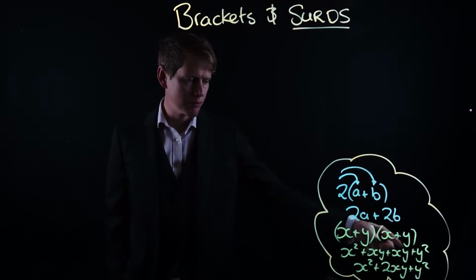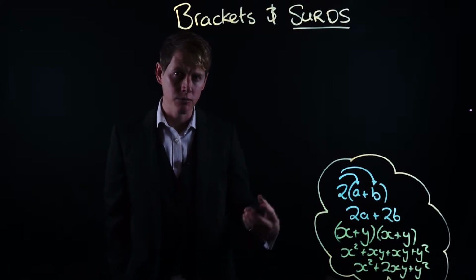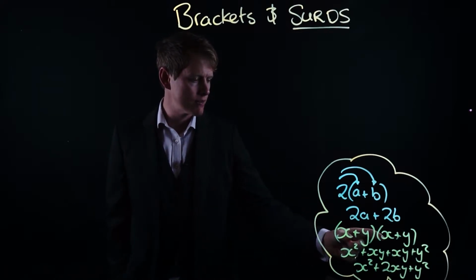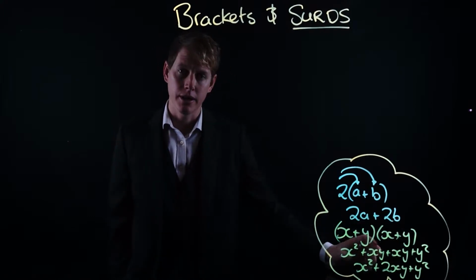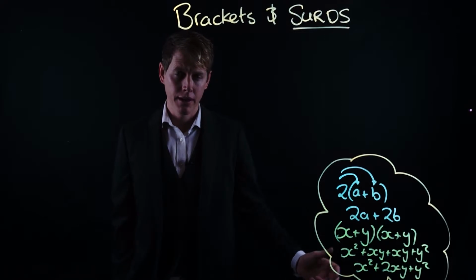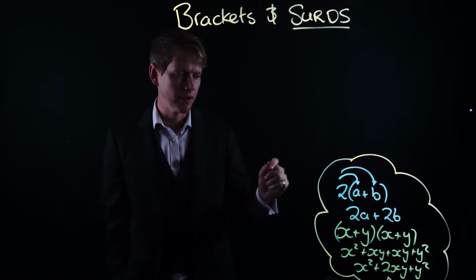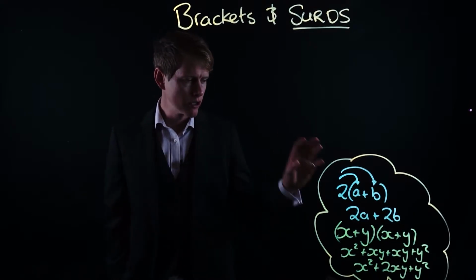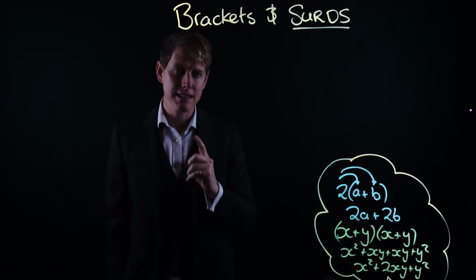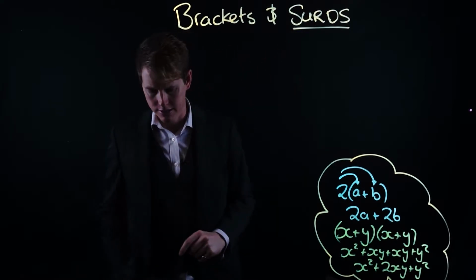When expanding double brackets like this, we're doing the same thing. We're making sure we multiply everything in one bracket by everything in the other bracket. So x times x is x squared, x times y plus another x times y plus y squared, and then we simplify that. If you're not sure how to do this, I really suggest you have a look out for my video on expanding brackets in algebra. As long as you're comfortable with that, the exact same rules apply when dealing with brackets and surds.